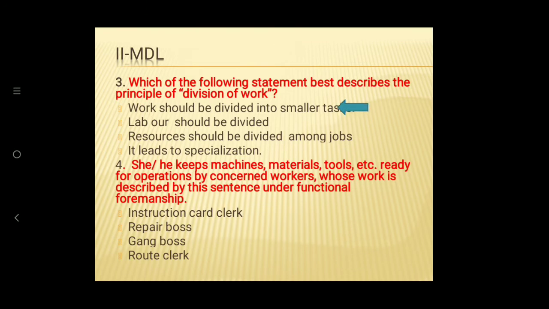Fourth question, he or she keeps machines, materials, tools, etc. ready for preparation or operation by concerned workers. Whose work is described by this sentence under functional foremanship? Actually, in functional foremanship, under production in charge, the gang boss arranges and keeps ready all the required resources for the day-to-day operations. Hence, the right answer is gang boss, option C. So here we have four options: instruction card clerk, repair boss, gang boss, route clerk. Among these four, the right answer is option C, gang boss.